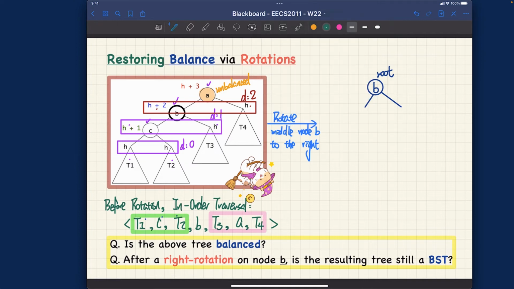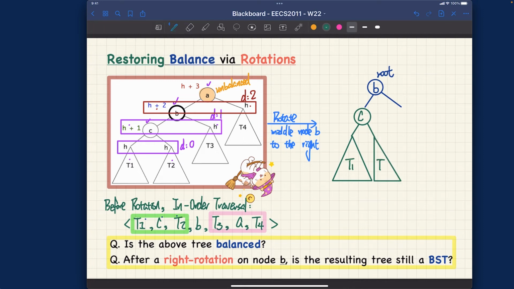So we got C over here, and then we're going to have T1 and T2. At the same time, let's also work out the heights in just a moment. So this will be T1 over here, and this part over here will just be T2.